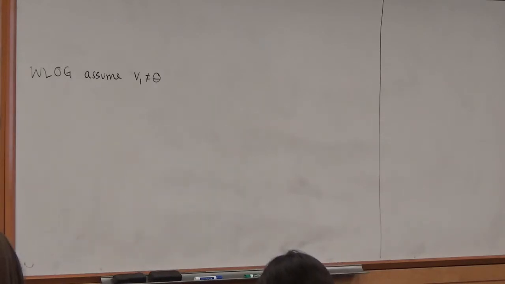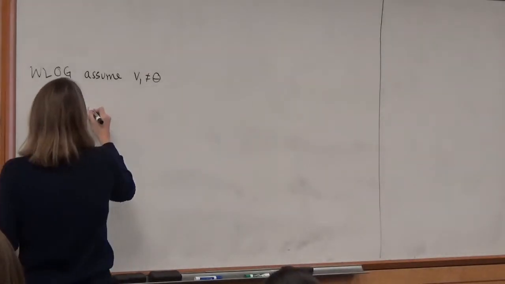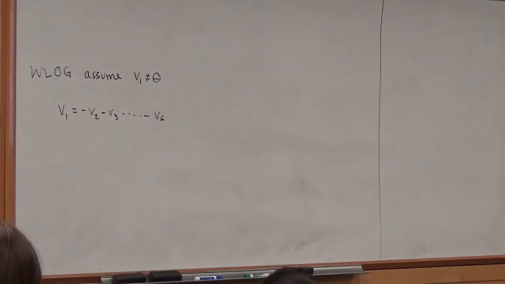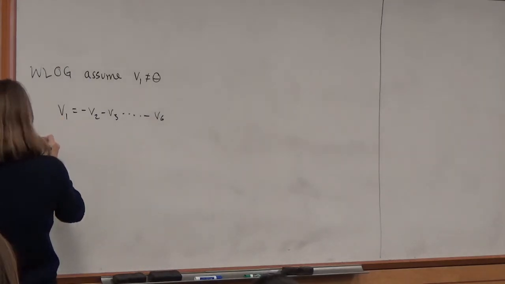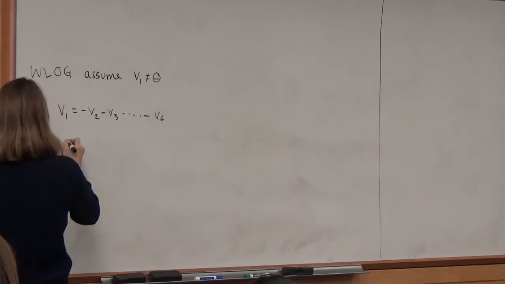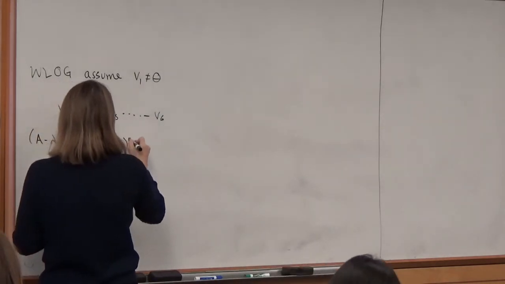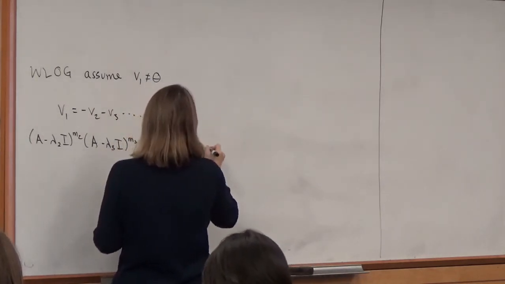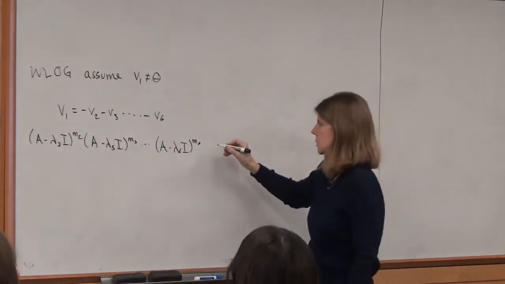And so V1 is not equal to 0, so I'm going to write V1 just from that as minus V2 minus V3 minus V sigma. And then, you've seen this technique before in a proof that we did last day or the day before, I'm going to take that V1 and pre-multiply by the matrix product (A minus lambda 2 I) to the M2, (A minus lambda 3 I) to the M3, all the way up to (A minus lambda sigma I) to the M sigma. So I'm going to pre-multiply V1 by that expression.